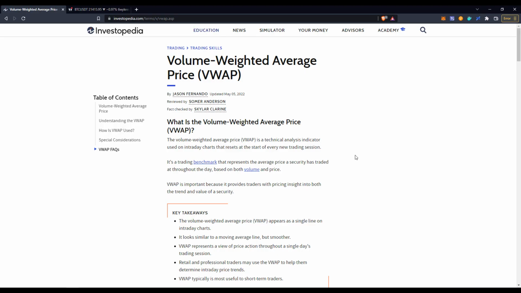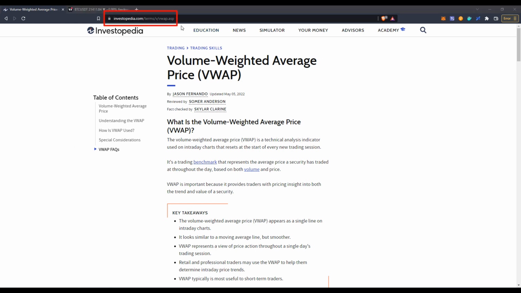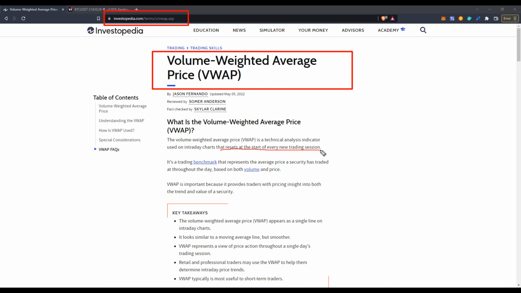First things first, let's check the definition based on Investopedia. Volume weighted average price, VWAP: the volume weighted average price is a technical analysis indicator used on intraday charts. That's what I mentioned before, used on intraday charts. That is also going to be one of the limitations of that indicator, right? And what is most important, it resets at the start of every new trading session.